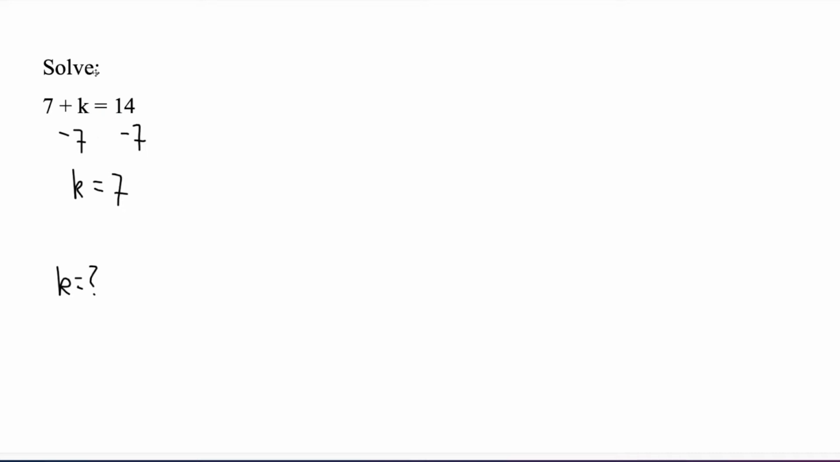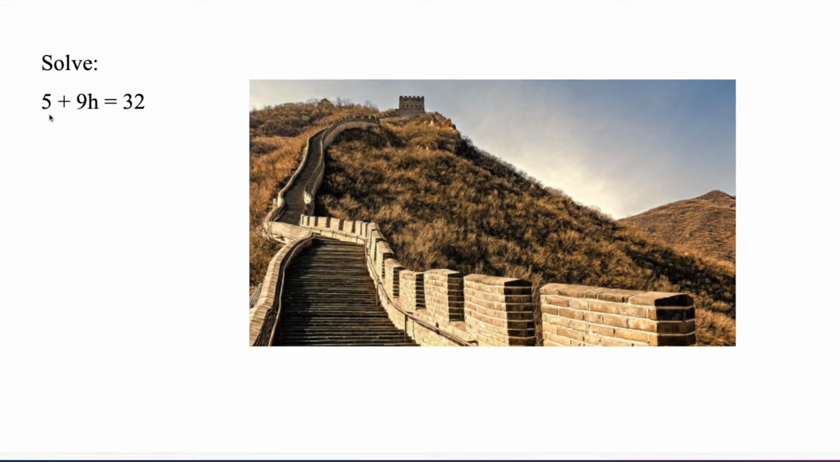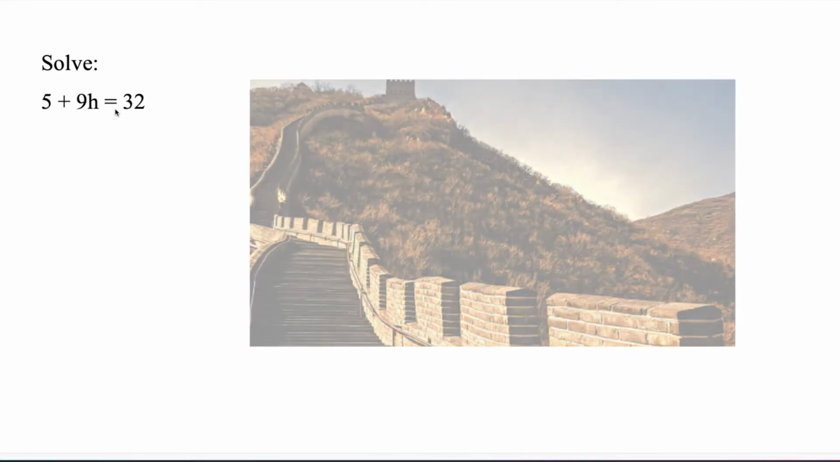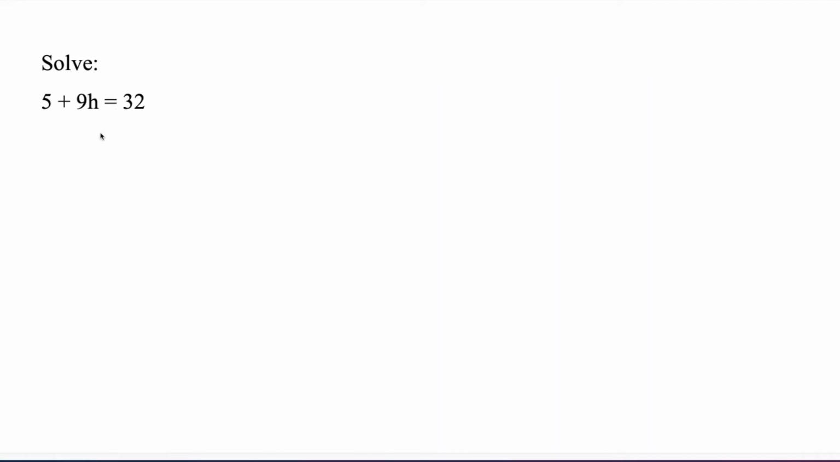Okay, so I'll go through a slightly harder example now. 5 plus 9h is equal to 32. Okay, so in this example, it requires slightly more steps, as you can see. We have 5 plus 9 times h equals 32. So what should the first step be? Well, in my opinion, I think the first step, we should get rid of the 5 from both sides first. Okay.